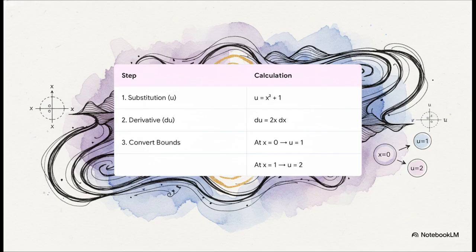Perfect. Now for step 3, the super important part, we plug our original x bounds into our u equation. So when x is 0, u is 1. When x is 1, u is 2. Bam! Our new world has totally new boundaries.